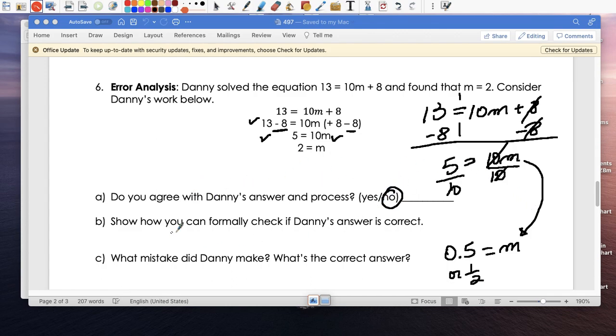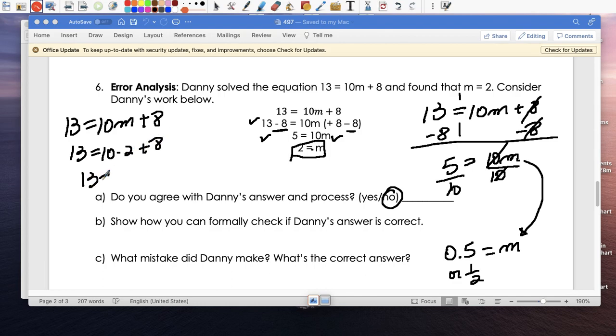No. How can you check if Danny's answer is correct? Well, how could we check? We could have tried this. So here's the equation, 13 equals 10m plus 8. And Danny said m was 2, so 13 equals 10 times 2 plus 8. 13 equals 10 times 2 is 20 plus 8, and we can already see that the left side is not equal to the right side, so that's incorrect. So m equals 2 is not the correct answer.